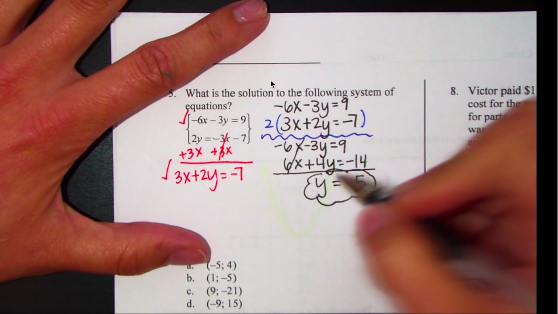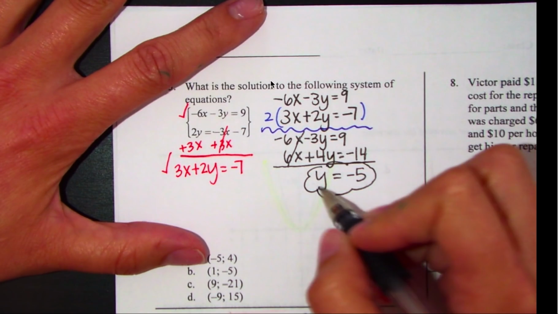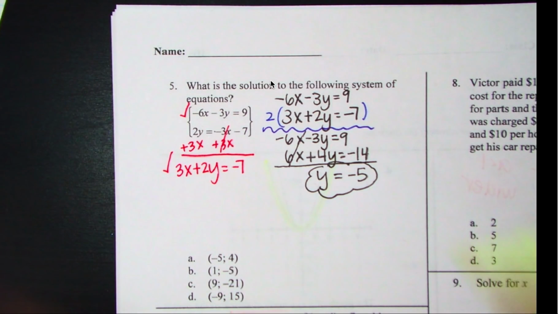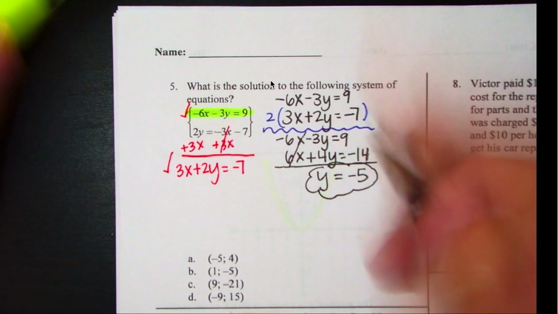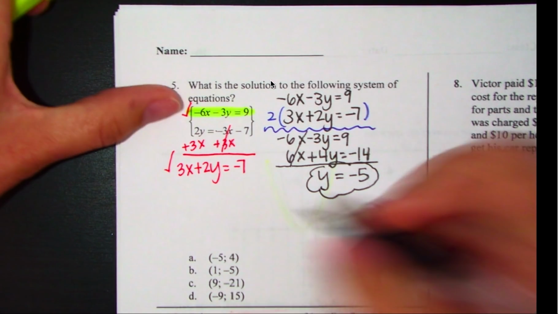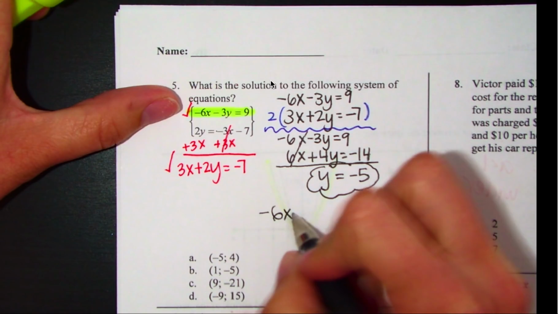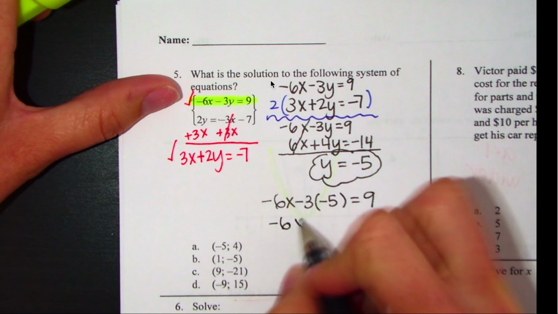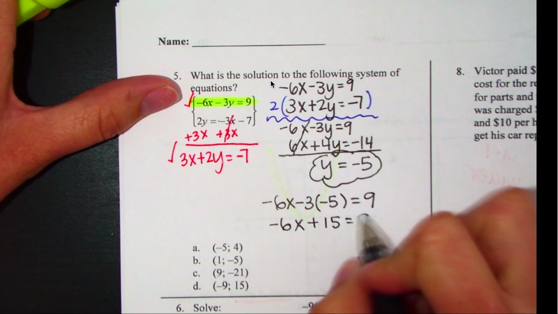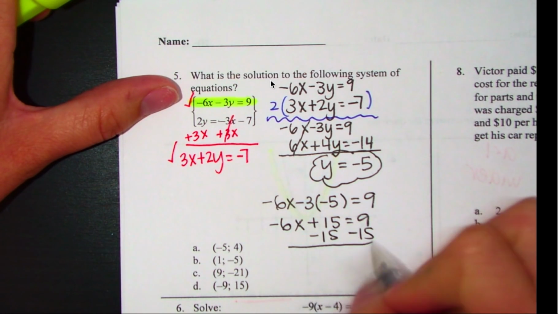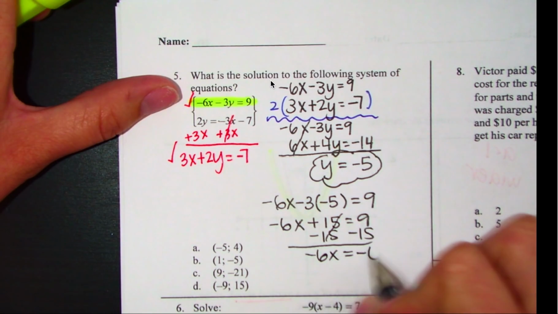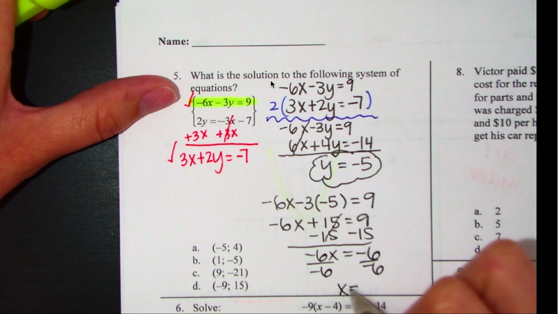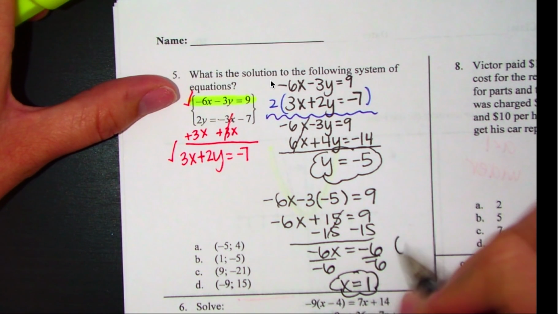I need to go back and get x. So in order to do that, I'm going to take this and plug it into one of my original equations, and I'll just go ahead and use this top equation right here. So I'm going to plug y is -5 back into this top equation. So -6x minus 3 times -5 is equal to 9. And then I'm going to solve. -3 times -5 is +15. Subtract 15. 9 minus 15 is -6. Then dividing both sides by -6, I get x equals 1. So my ordered pair is 1, -5.